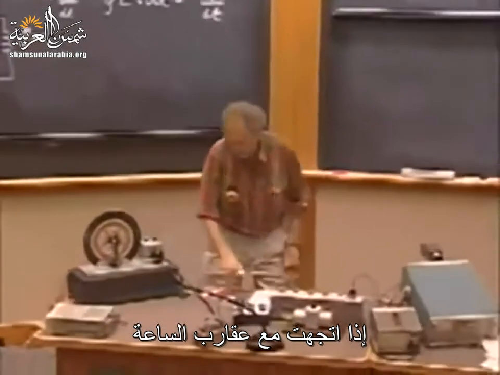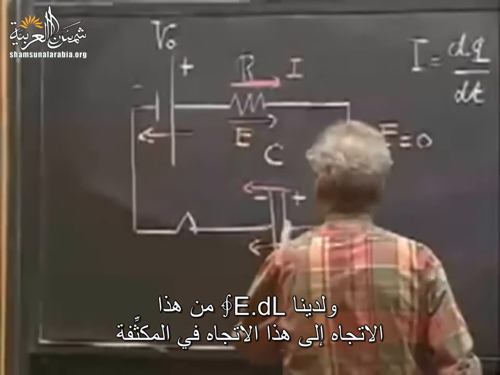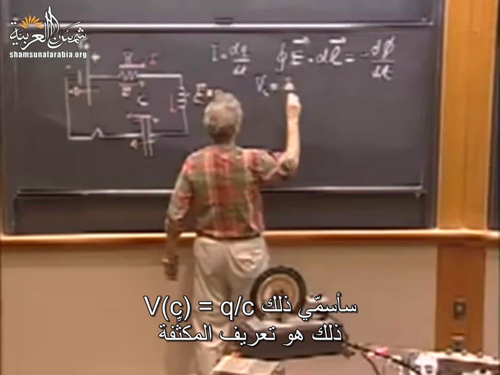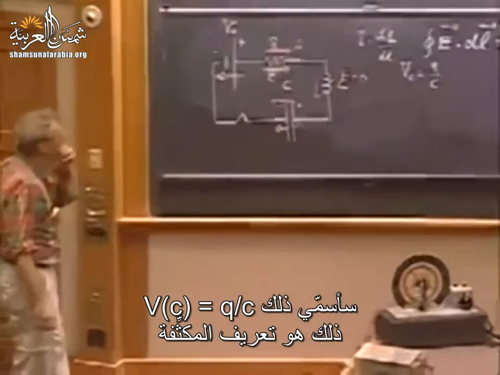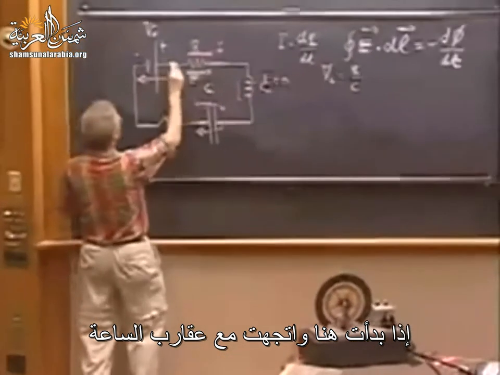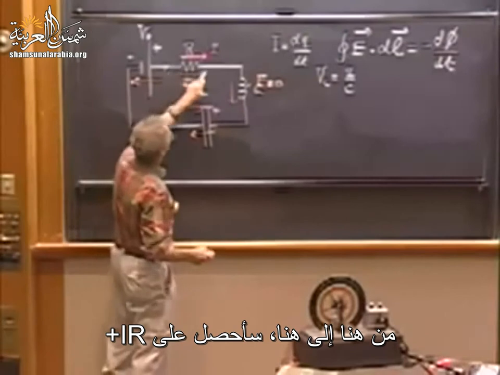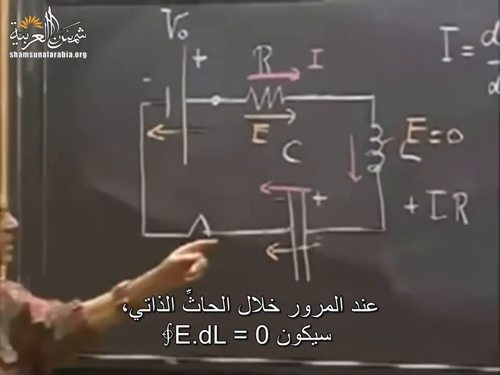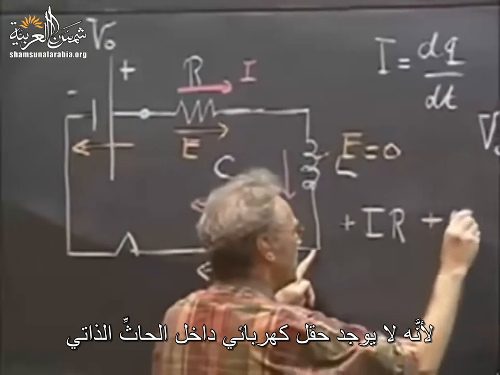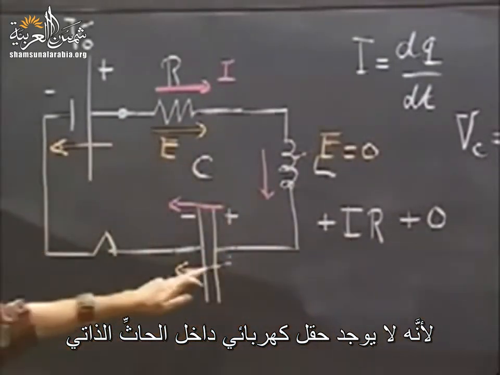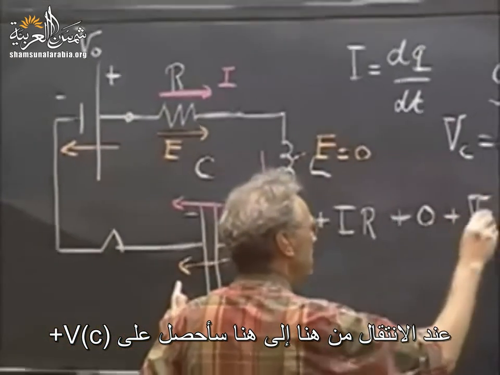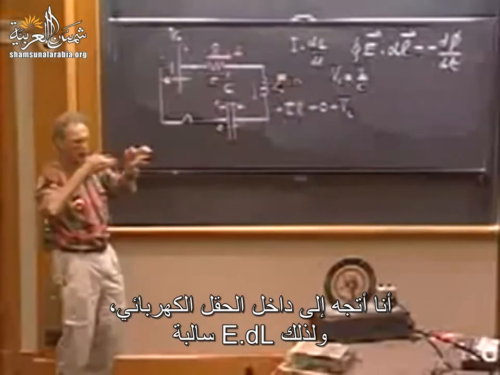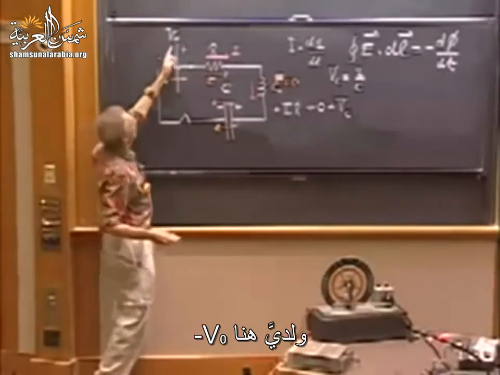So if now I go around clockwise, and I call the integral E dot dl from this side to this side of the capacitor V of C, which is Q divided by C. That's the definition of capacitor. If you're ready for this, I start here, and I go clockwise around. Then from here to here, I get plus IR. Going through the self-inductor, the integral E dot dl from here to here is 0, because there is no electric field inside the self-inductor. Going from here to here, I get plus VC. That is what we call the potential difference over the capacitor. Here the electric field is opposing me. I walk into the electric field, so E dot dl is negative, and this is minus V0.